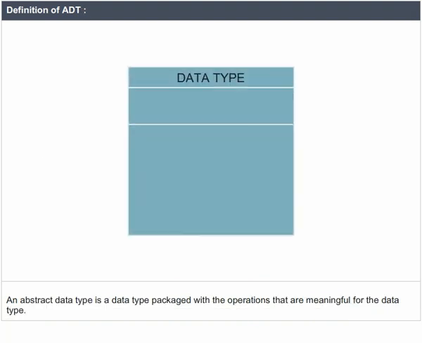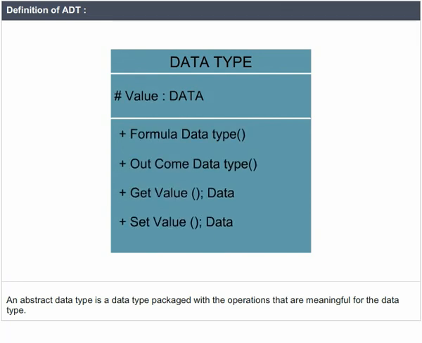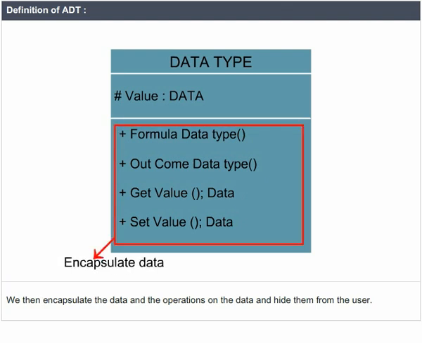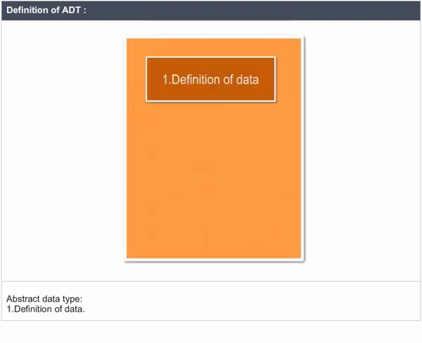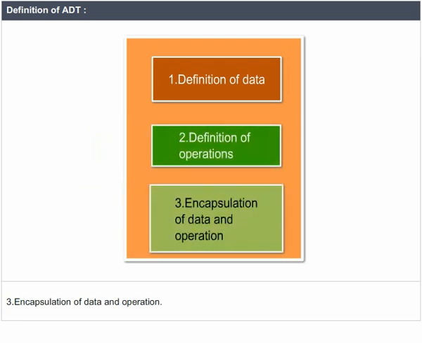An abstract data type is a data type packaged with the operations that are meaningful for the data type. We then encapsulate the data and the operations on the data and hide them from the user. Abstract data type: definition of data, definition of operations, encapsulation of data and operation.